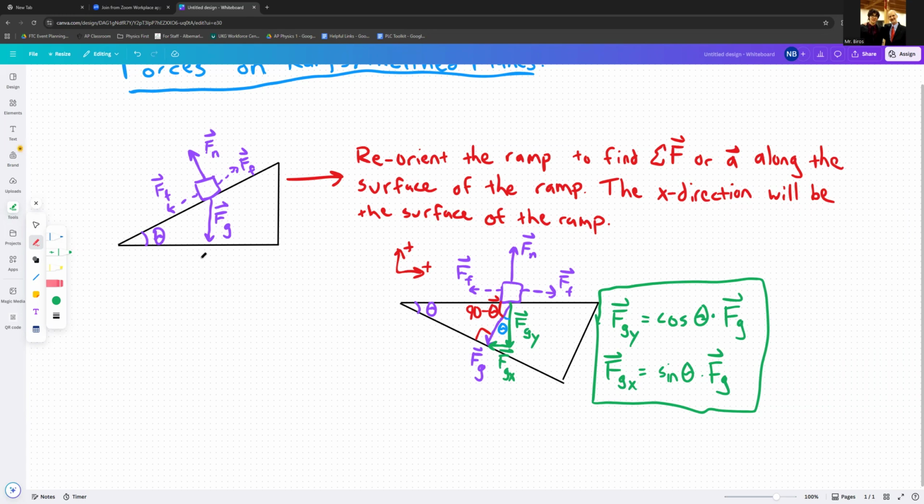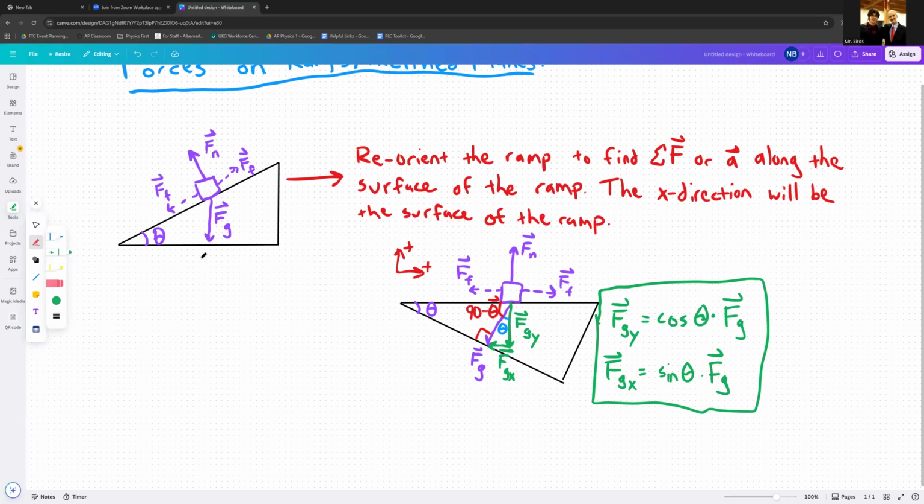So it's kind of a lot to change up the directions, reorient the ramp, and then from there split up gravity of all things, where gravity, of all the forces, is just a y direction force, right? It's always vertical, it's always straight down, it's always towards the center of the earth.